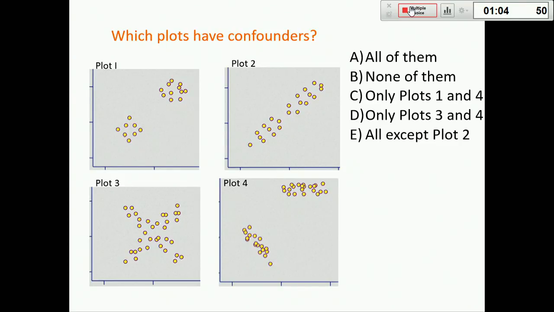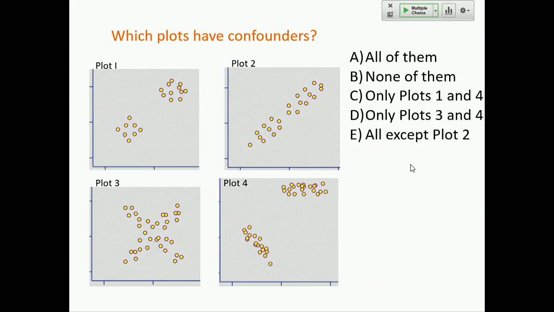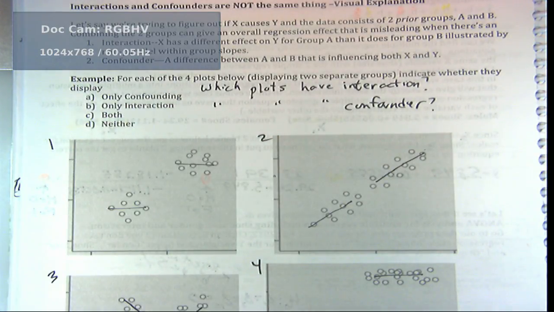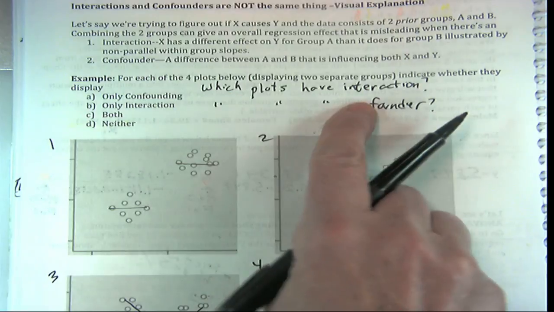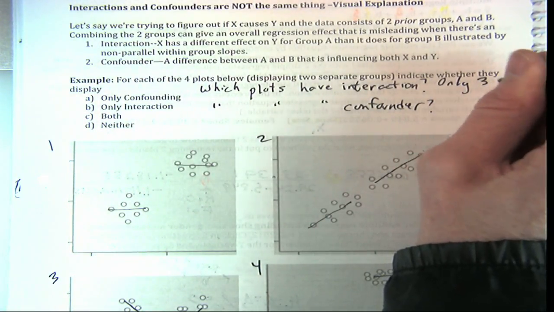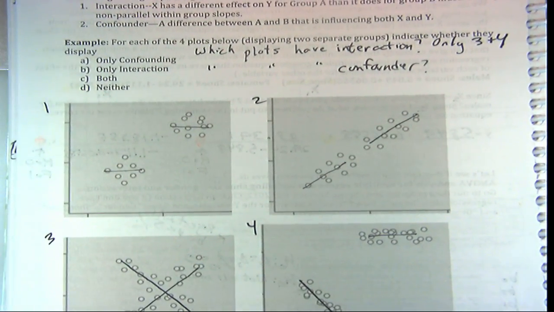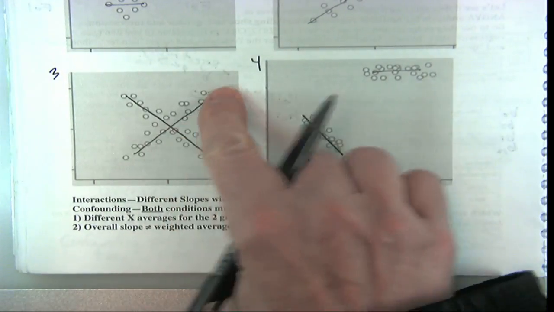Okay, I'm going to stop it and see what you said. The answer here is C. Let's see if you got that. No, you didn't quite get that, so we're going to go over it. Let's go to the document camera, and let's answer these questions and go over it. Which plots have the interaction? This was only 3 and 4, right? Because these are the only ones that have different group slopes.